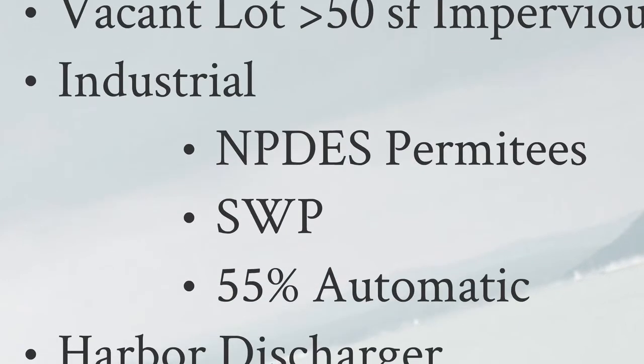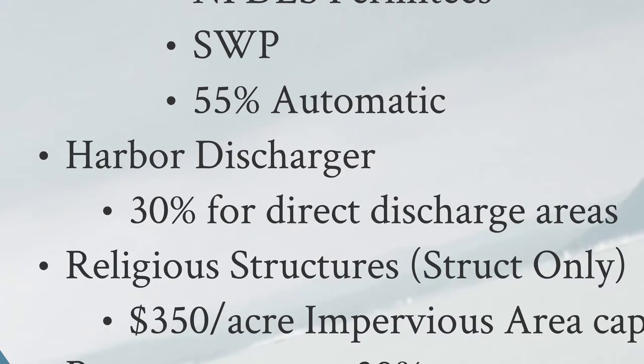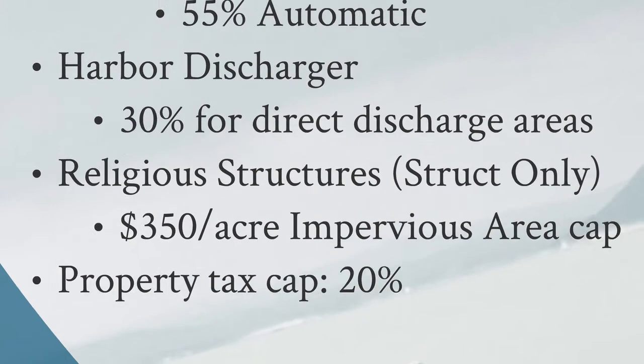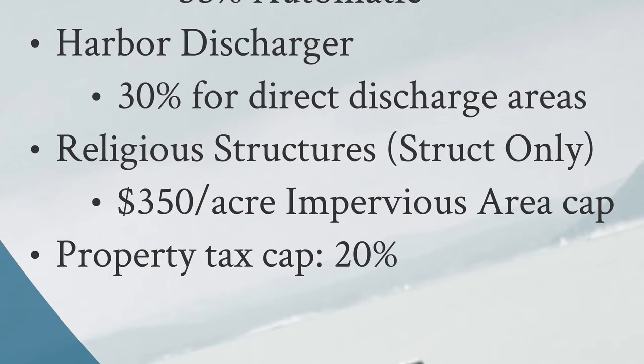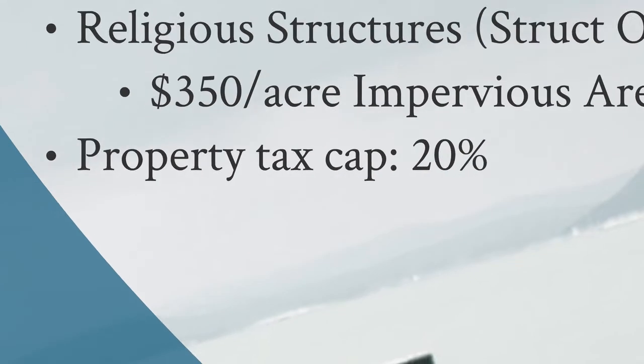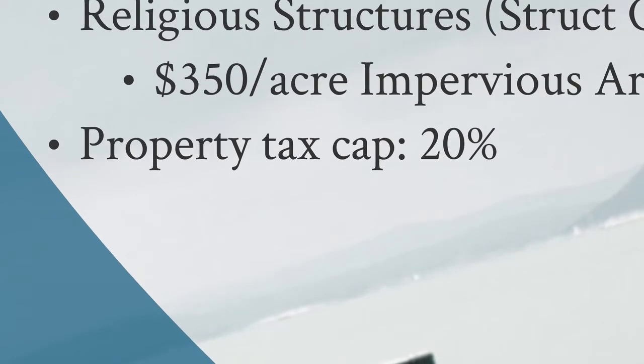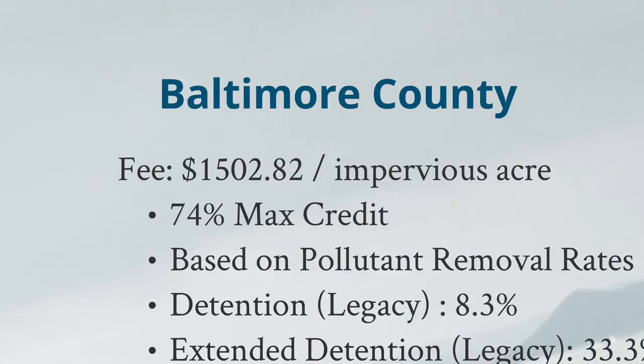Industrial operators, as I explained, will have a 55% pretty much automatic credit. Any dischargers, any sites that discharge directly into the harbor will have 30%. Religious structures only, not the site, will have a $350 cap, but the non-structural, i.e. the parking lots and things, will be at the full rate. They've incorporated a property tax cap rate of 20%. So your stormwater utility fee will be no more than 20% of your base property tax in Baltimore City.